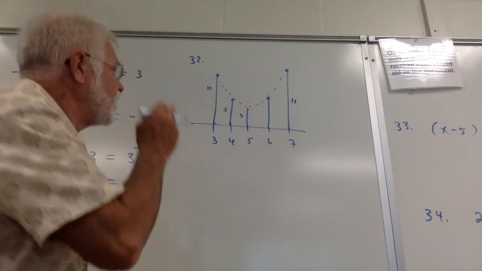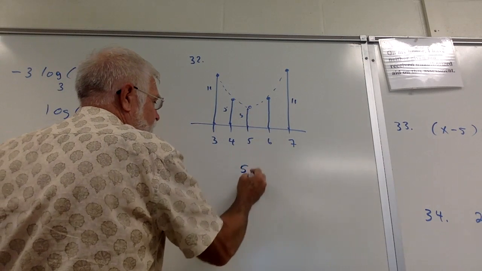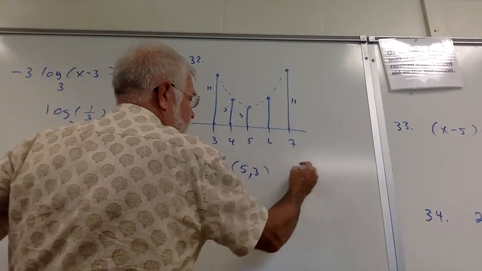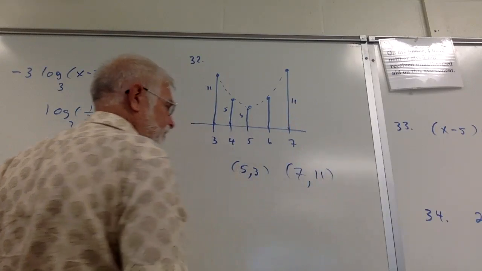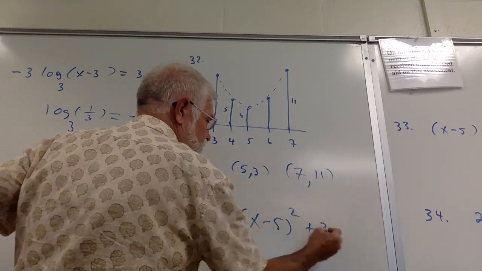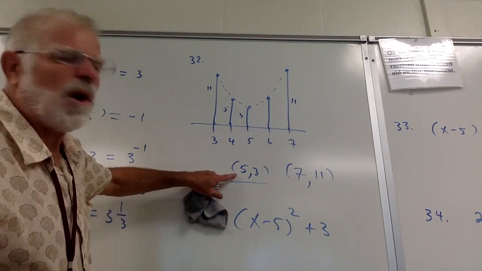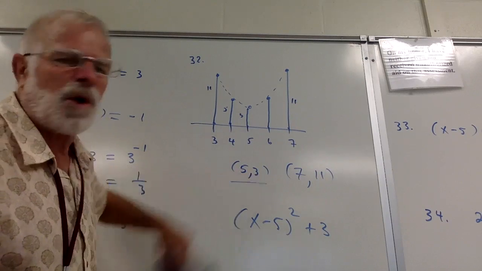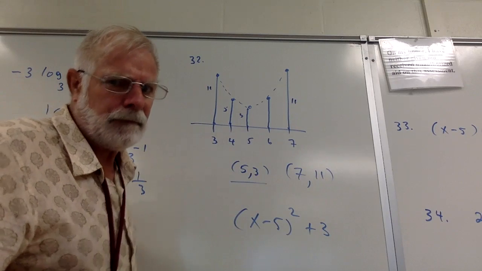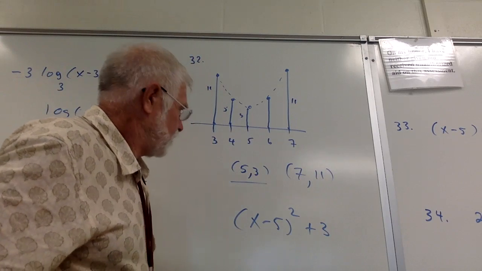And so where's the vertex? Right here, and I believe that was 5, 3, right? And I can see 7 gets 11. And we're practicing that in class, aren't we? x minus 5 squared plus 3 using the vertex. And its x value, that's called the abscissa. That's called the ordinate. Got to get fancy in math, you know? The x and y values.